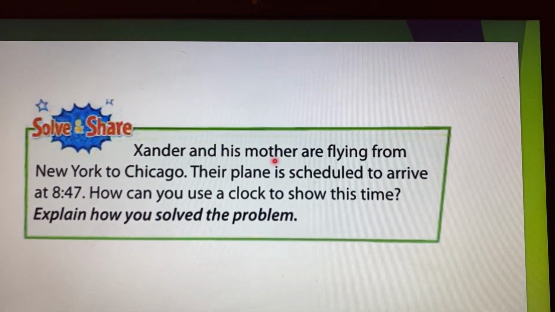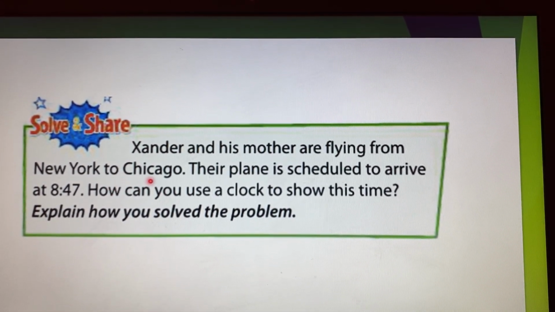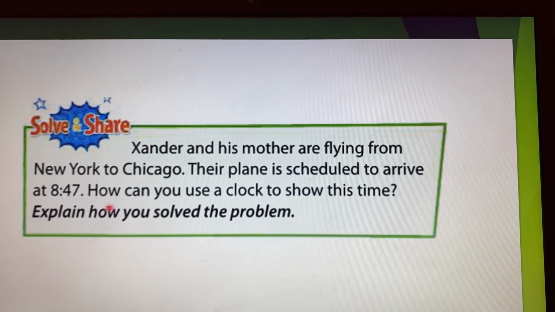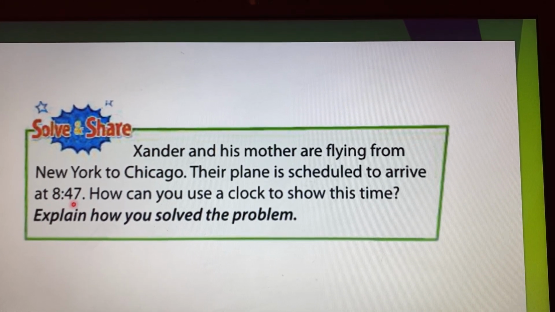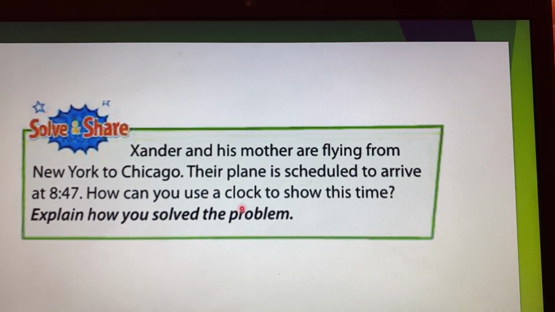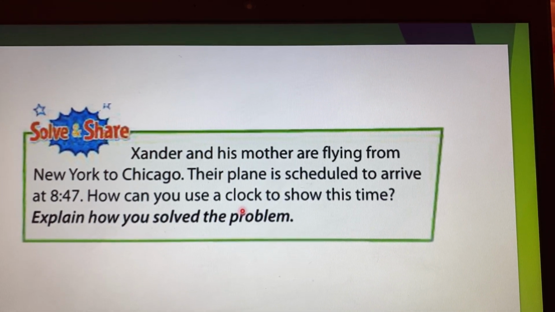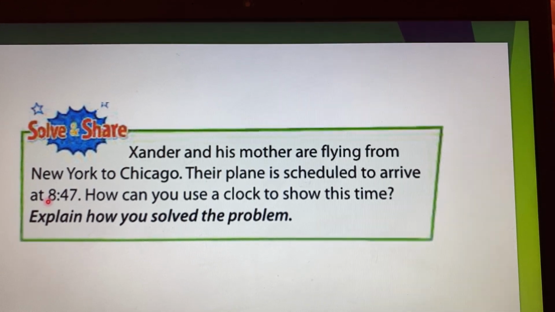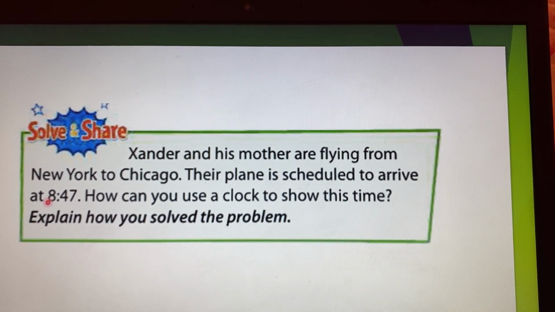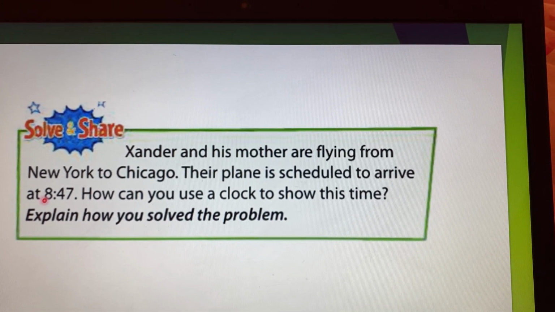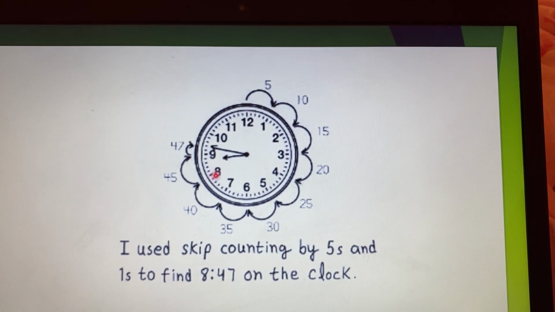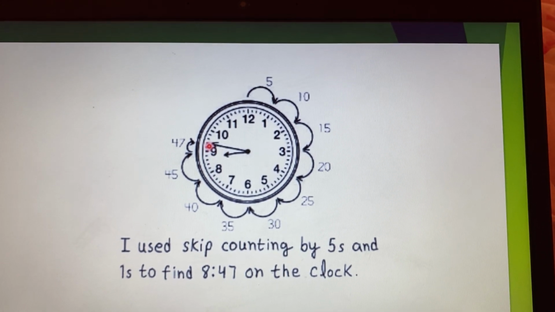Xander and his mom are flying from New York to Chicago. Their plane is scheduled to arrive at 8:47. How can you use a clock to show this time? First, I'm going to look at the hours. So the short hand will be between 8 and 9.